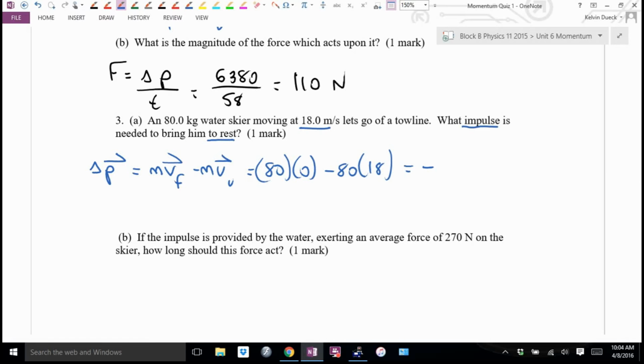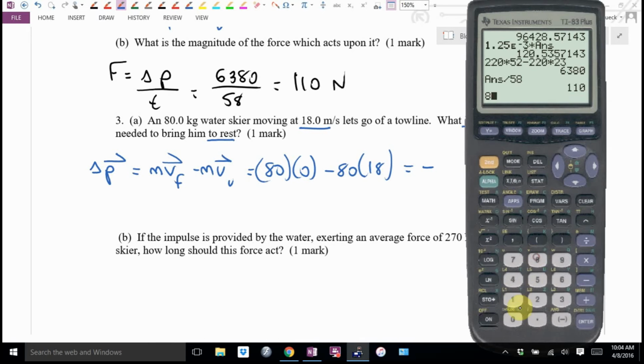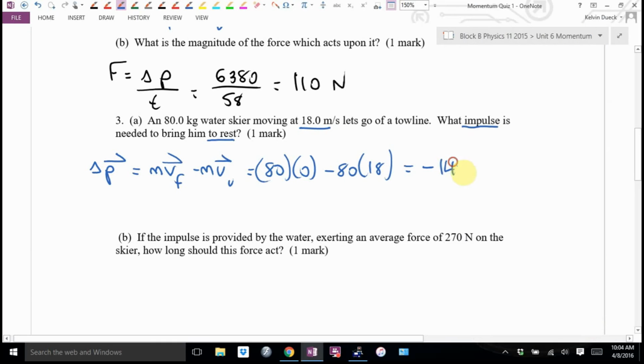No? Am I off? Maybe I am off. People are looking at me funny. Wow, I'm totally off. How did I do that? Because I forgot to carry a 0. It's 800 plus 640, a negative 1,440. Wow. Kilogram meters per second. I'm going to be fussy. If you don't have a negative, I'm going to take a half mark off, because it definitely in this case is negative if you go final minus initial.